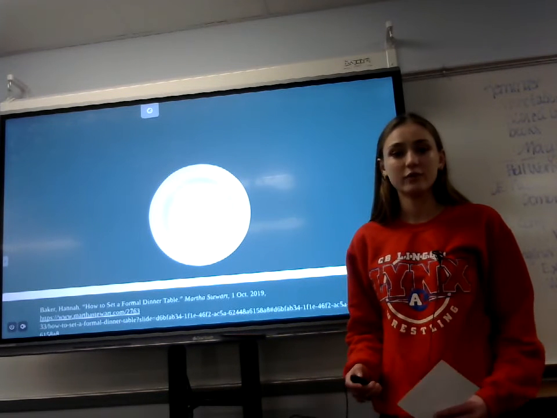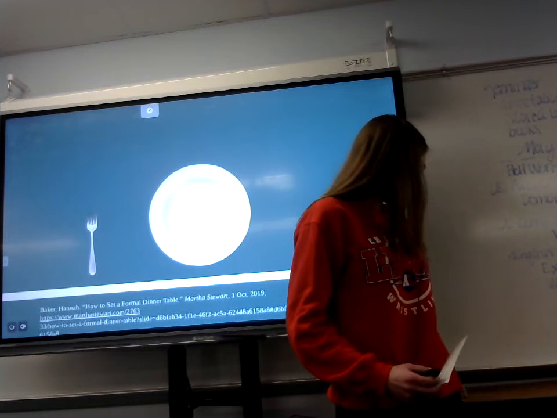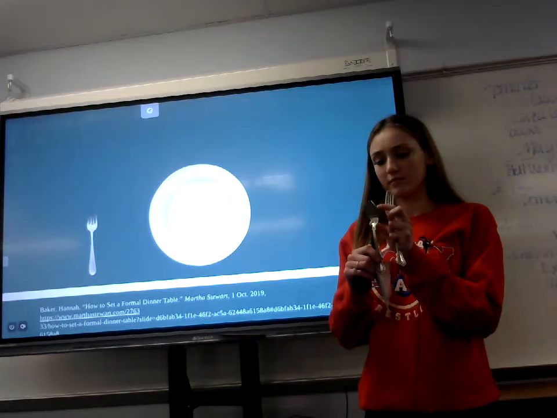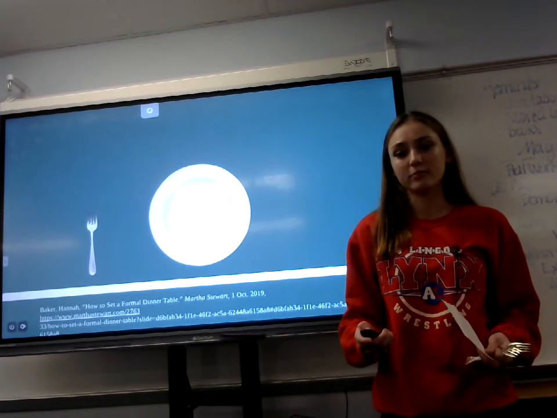Starting off, we have the salad fork, which lays on the outmost left side. The salad fork is different than the dinner fork because it is much shorter and has a wider set of tines. The dinner fork is next, followed by the fish fork.